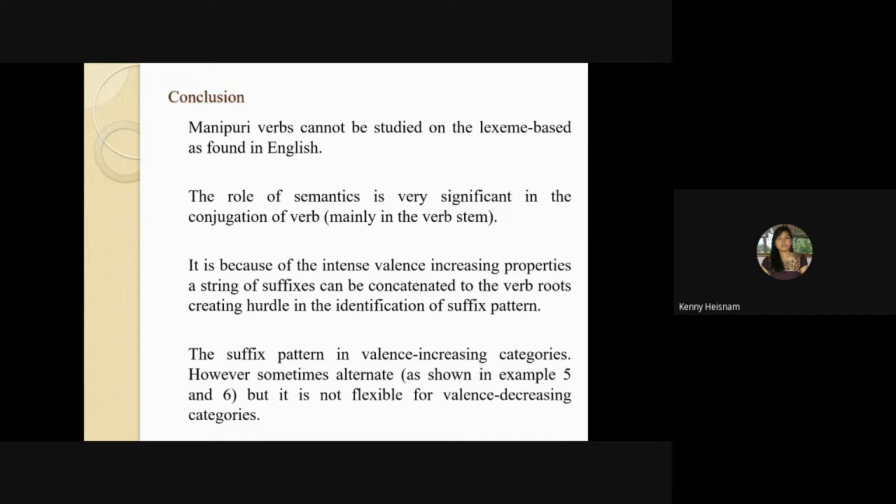In the conclusion, I would like to say that the Manipuri verb cannot be studied on a lexeme basis as found in English. The role of semantics is very significant in the conjugation of the verb, mainly in the verb stems. Because of the intense valence increasing property, a string of suffixes can be concatenated to the verb root, creating a hurdle in the identification of suffix patterns. The suffix patterns in the valence increasing category have been discussed. It is somewhat flexible for the valence increasing category, but not flexible for the valence decreasing category.